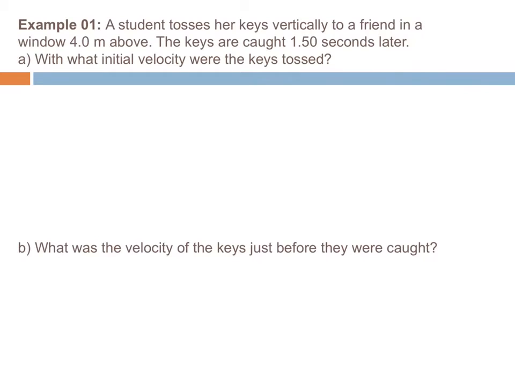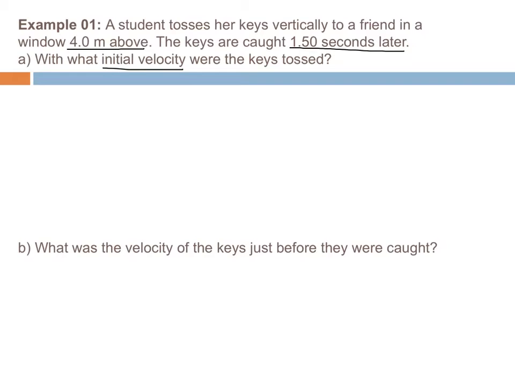So now to finish up with an example. Here, we have a student who tosses her keys vertically to a friend in a window 4 meters above. The keys are caught 1.5 seconds later. With what initial velocity were the keys tossed? So, starting with our kinematic equations, or actually, starting with the information. We know that they are caught 4 meters above where you are, that it is caught 1.5 seconds after you tossed it, and what we're trying to solve for is initial velocity.